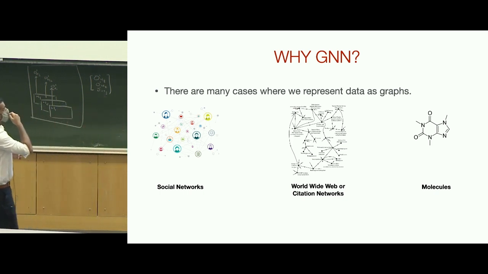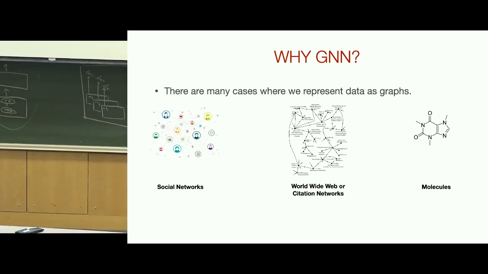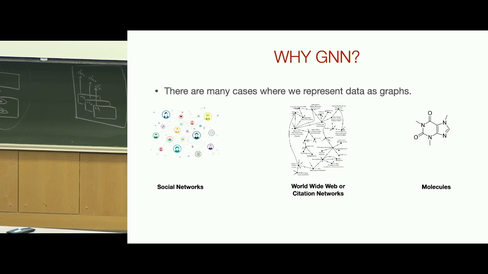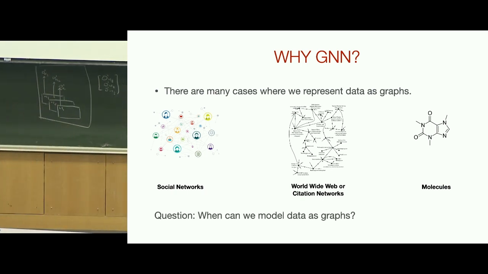Now, the molecule is different from social networks or citation networks in the way that single bonds, double bonds, triple bonds would form 3 different kinds of edges, whereas in citation networks, all the edges are the same. They're just linked together.